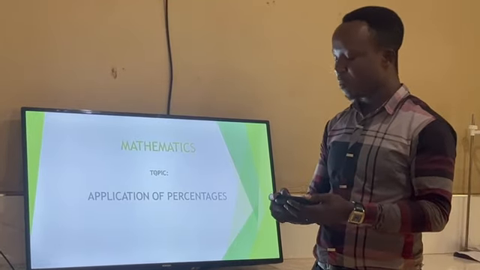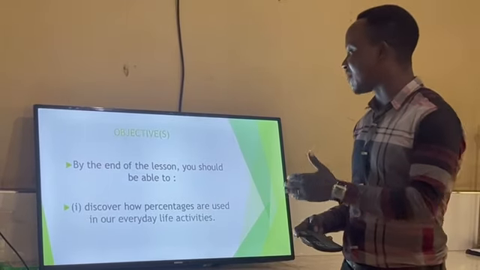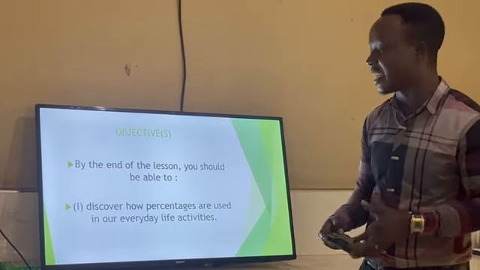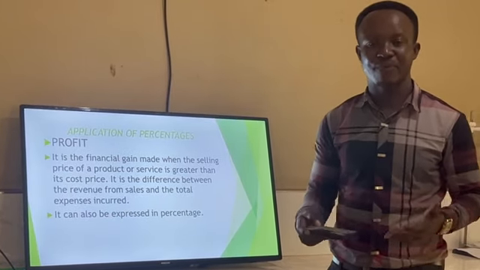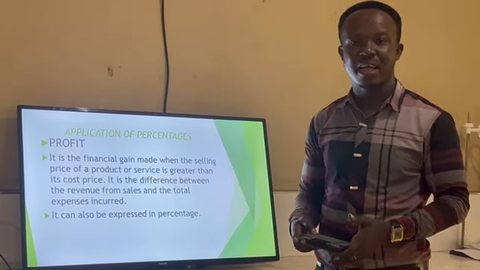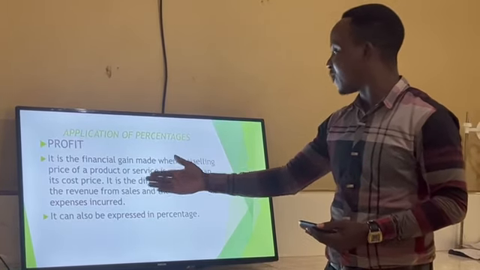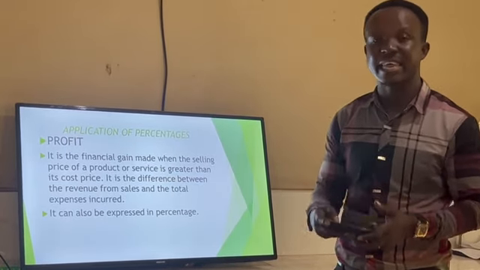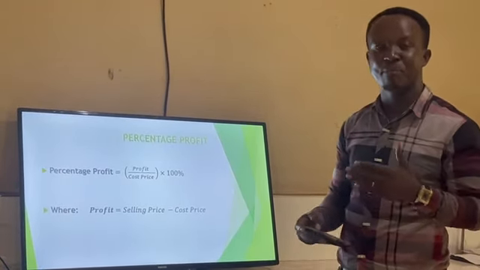Very good. So before we move on, let us look at the objective for today's lesson. By the end of the lesson, you should be able to discover how percentages are used in our everyday life activities. Now, like we said, profit. When we talk about profit, how do we mean? How do we get to know that you are having a profit? Yes, Adwa, very good. That is what is written here. It is the difference between the revenue from sales and the total expenses incurred. And it can also be expressed in percentages.